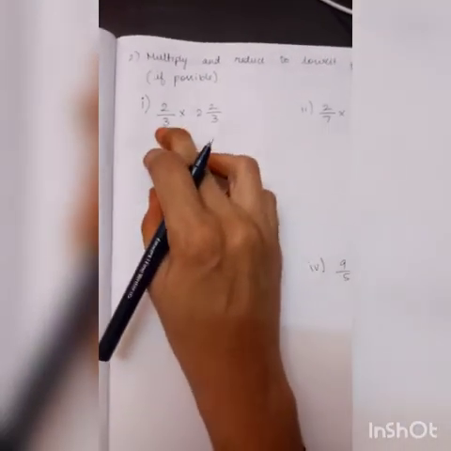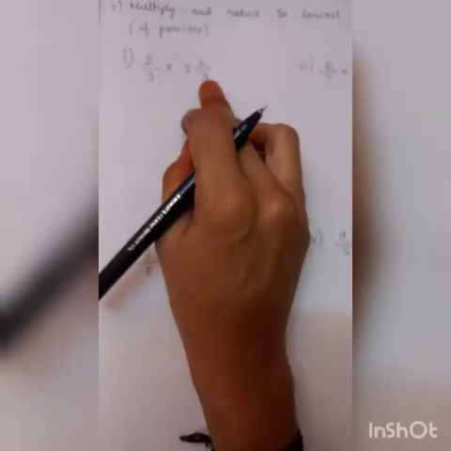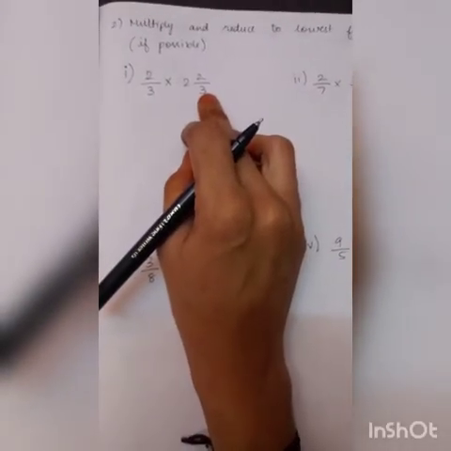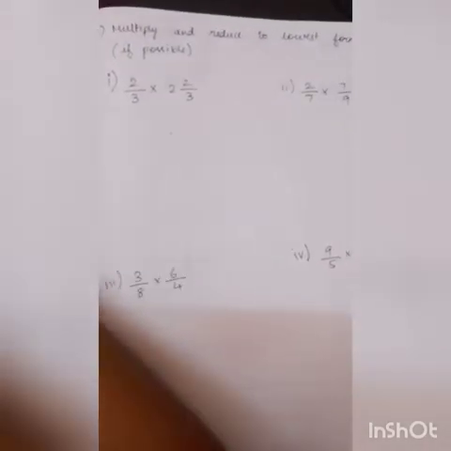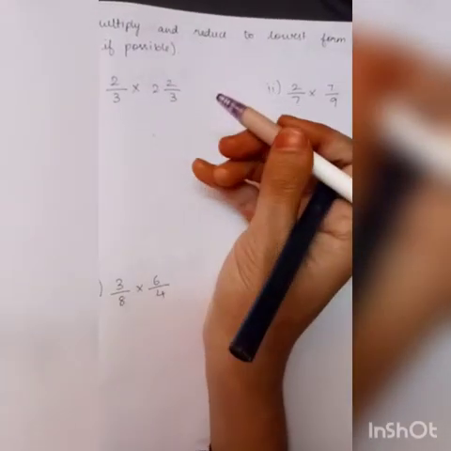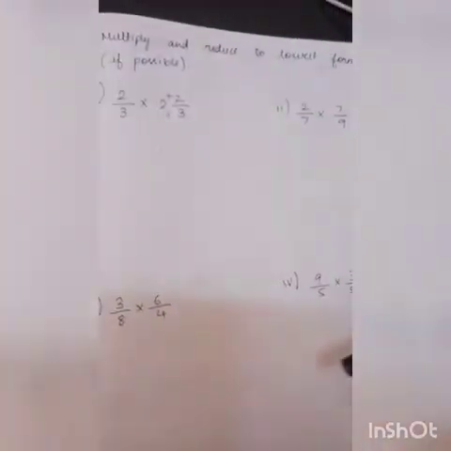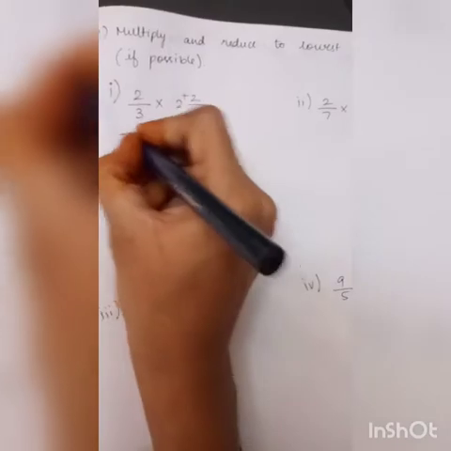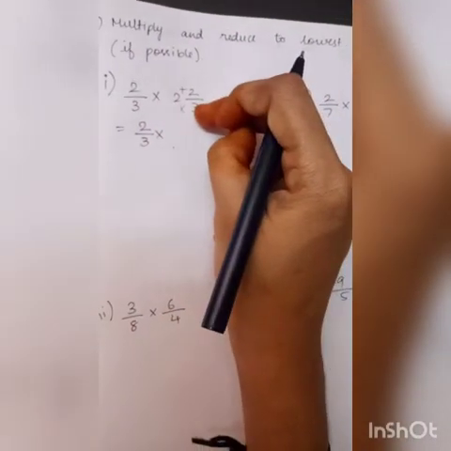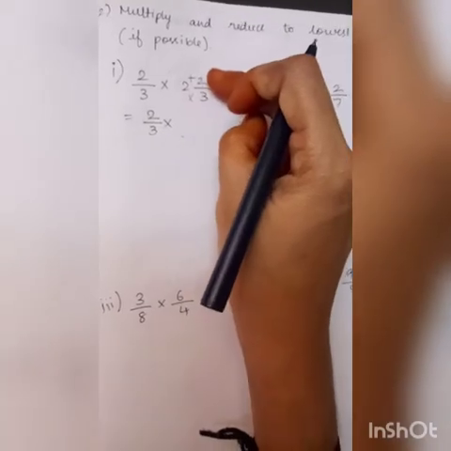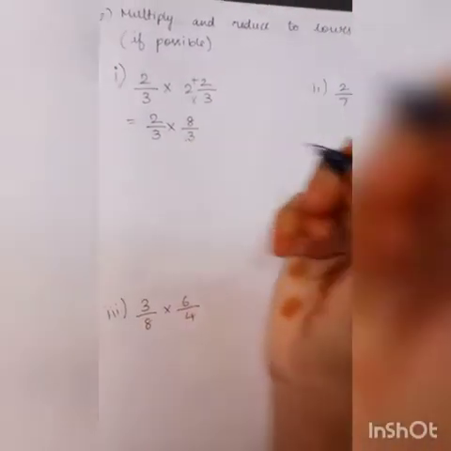Here is a fraction and here is a mixed fraction. So can we multiply it directly? No. What will you do? You will convert this mixed fraction into an improper fraction, right? Multiplication, addition. Now 2 by 3 as such: 2 3s are 6, 6 plus 2, 8. 8 by 3.